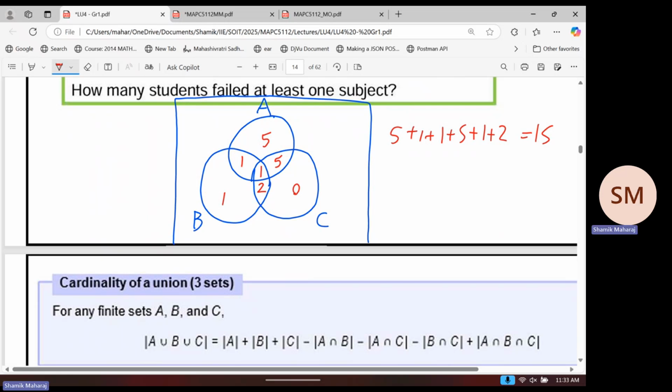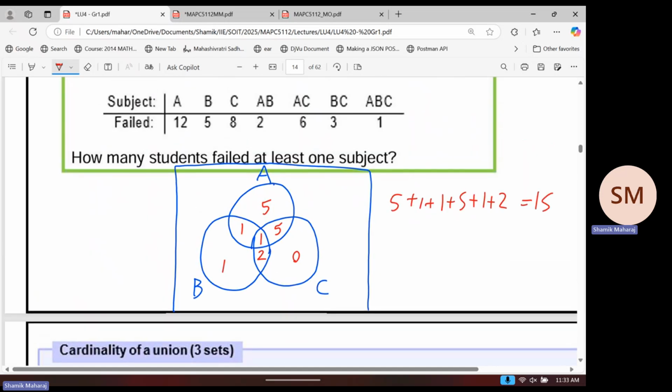So we see here that a Venn diagram is a very useful thing because to work it out without that is, well, I wouldn't know how to do it. It's a bit confusing.